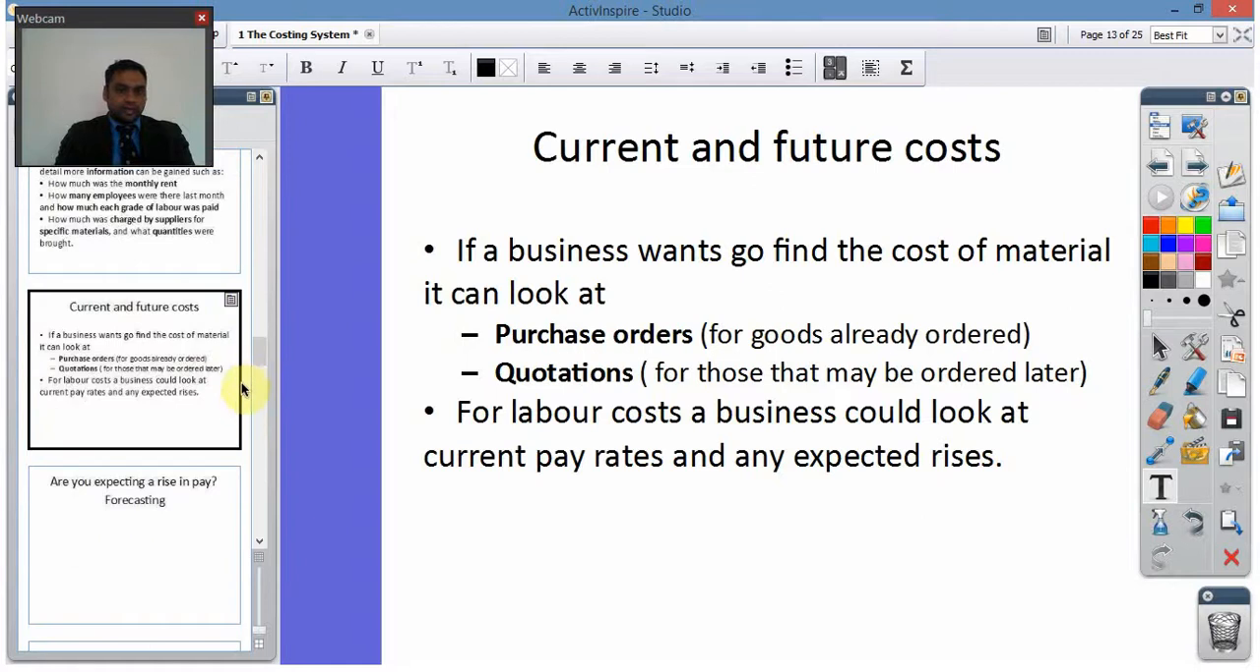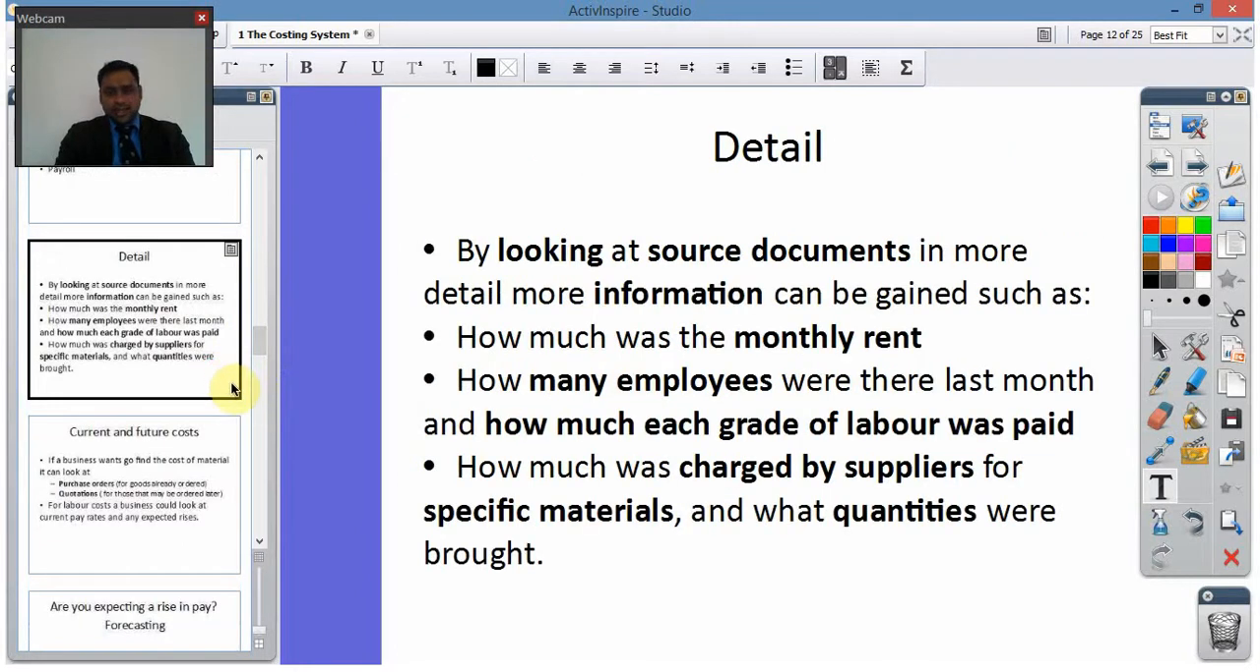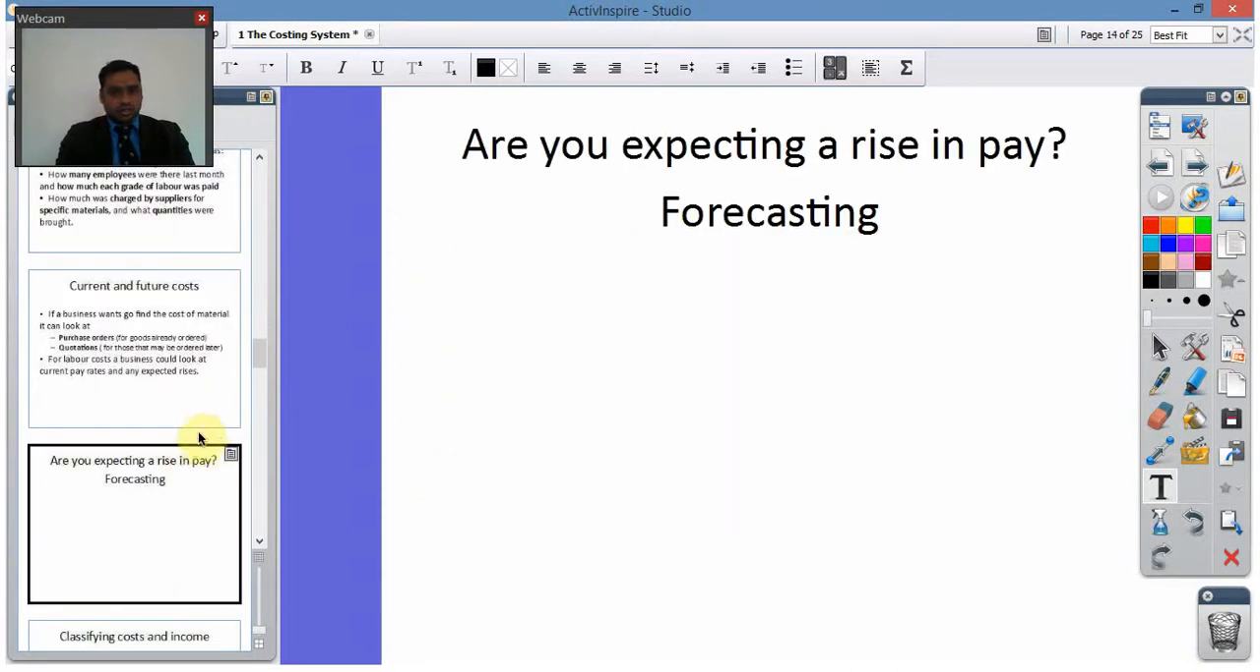It's a way of quickly ascertaining cost information and then using that to predict future costs. Current and future costs. If a business wants to find the cost of material, they can look at purchase orders, they can look at quotations, they can look at the wages that were paid out, they can look at what suppliers are looking to charge, like suppliers' price lists, they can look at rental costs, all of these things. So the question is, are you expecting a pay rise? The reason for this is forecasting.